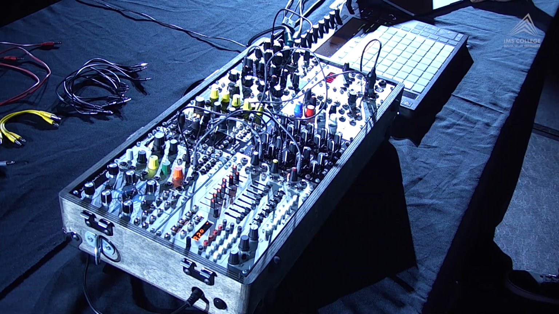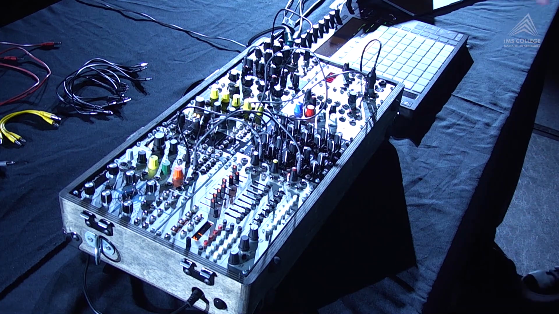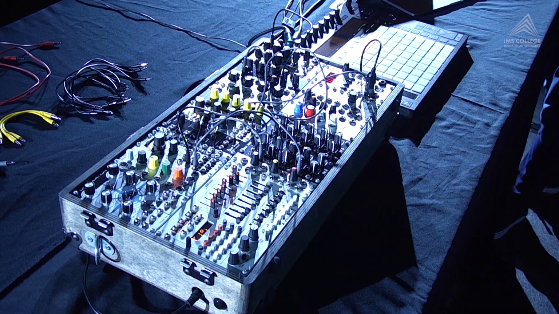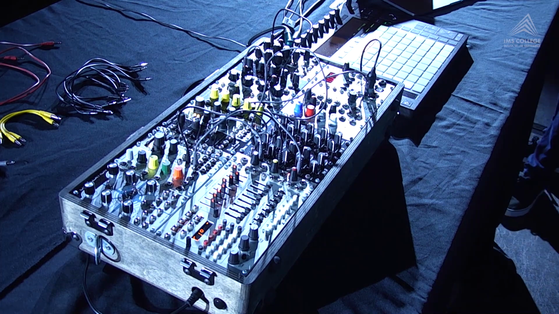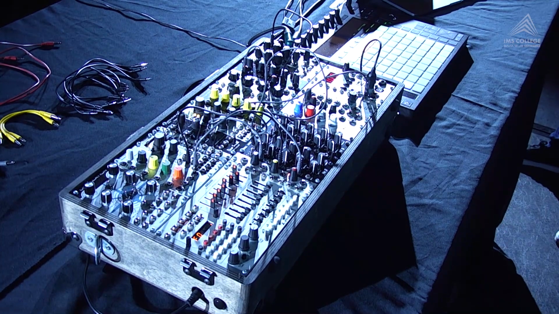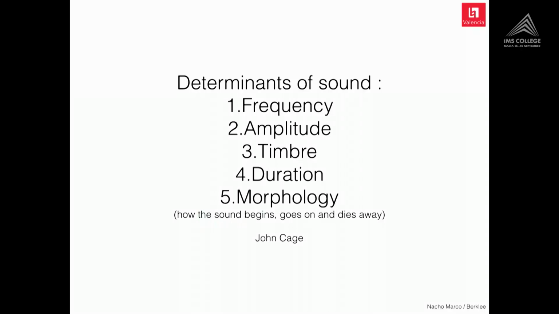The determinants of sound, the ones that John Cage introduced in his book Silence, are frequency, amplitude, timbre, duration, and morphology: how the sound begins, goes away, and dies away. If we control these 5 terms, we are in control of any aspect of the sound. So this is the basis of sound design.